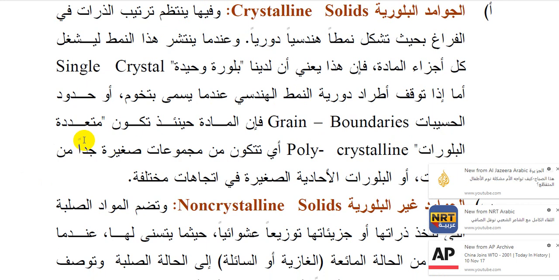The material then will be polycrystalline. The crystal is single only if there is one periodic geometrical pattern. But if the periodic pattern is multiple, we will have grains, so we acquire polycrystalline materials with grain frontiers or grain boundaries, as illustrated here in the paragraph.